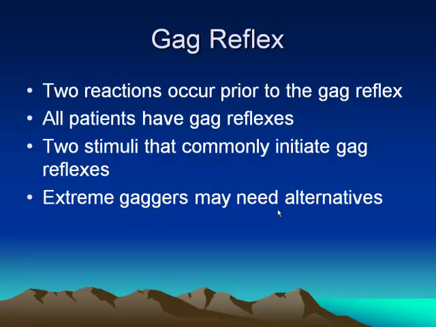There are two reactions that occur prior to the gag reflex. These are cessation of respiration and the abdomen and throat muscles contracting. All patients have gag reflexes. It's just some patients are more sensitive than others. There are two stimuli that commonly initiate gag reflexes. They are psychogenic, where the patient thinks they have a gag reflex, or tactile, where the radiographic film is placed too far back in a patient's mouth. Extreme gaggers may need alternatives, such as a Panorex taken, occlusals, or smaller films such as a 0 and 1.